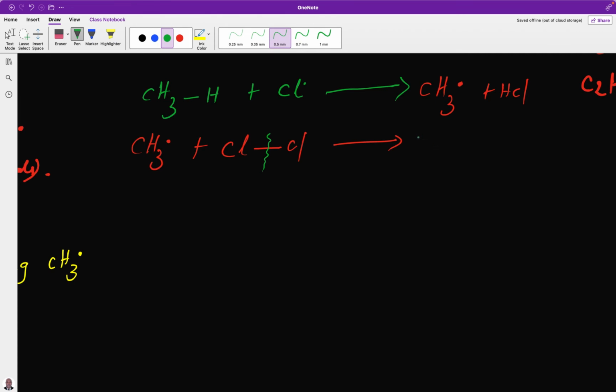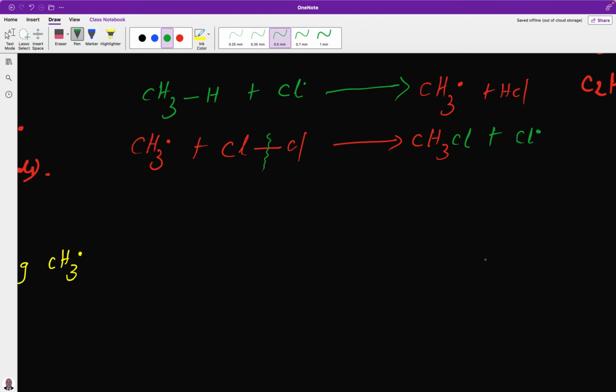CH3, then the chlorine, which is one of the free radicals, attaches itself there, will be this one. Then what? There is a free radical that is left. When this chlorine splits homolytically, there are two free radicals there. One free radical attaches itself with another free radical, a complete molecule is formed.